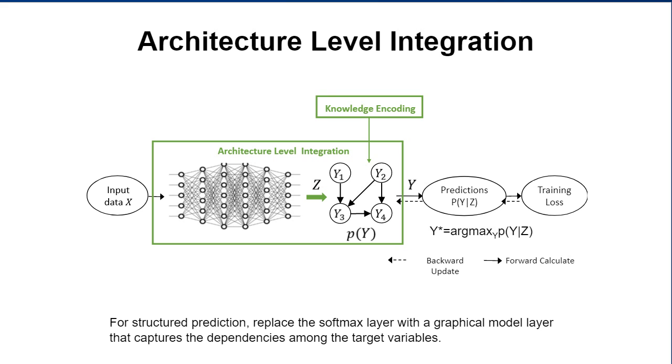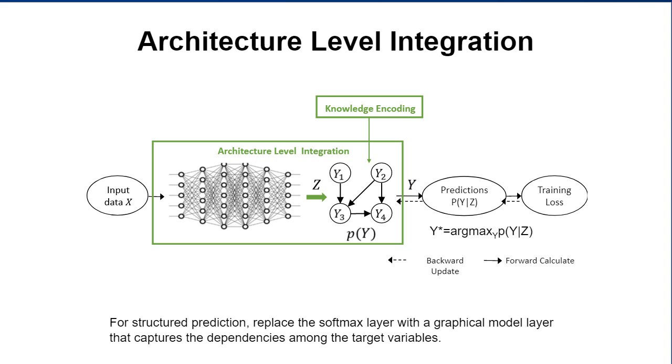To address this problem, we can use a graphic model, such as a Bayesian network or a conditional random field, to capture the dependency among the output variables, right? And then we can put this graphic model as the last layer of the deep model to replace the softmax function. So through this, given the feature Z generated by the deep model, we'll be able to calculate the probability P(y|z), right? And then with this probability P(y|z), we can do a MAP inference within the graphic model.